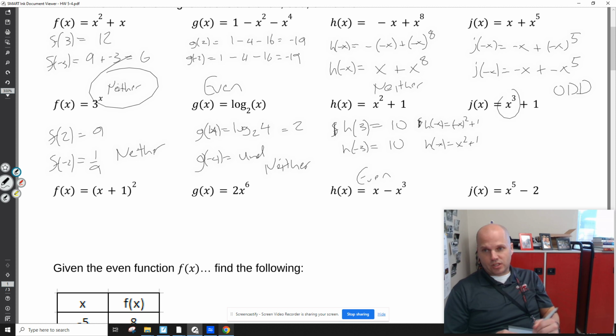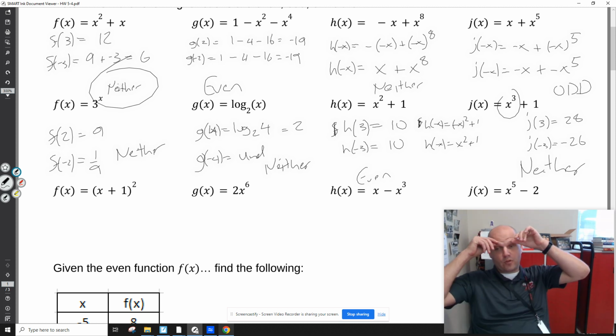Now we know that x cubed is an odd function. We might think that x cubed plus 1 is going to be an odd function, but it's not. Plug in 3, I get 28. Plug in negative 3, well, negative 3 cubed is negative 27 plus 1 is negative 26. This is a neither situation.